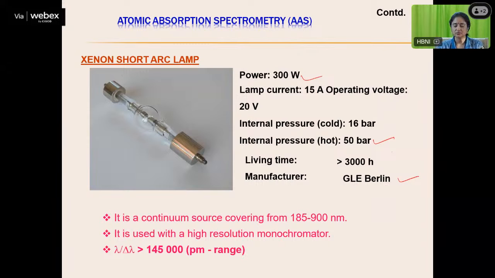So it is a continuum source covering from 185 to 900 nanometer. It is used normally with a high resolution monochromator so that it can separate a 0.001 nanometer line out of this, so that atomic absorption can happen. The high resolution monochromator has a resolution in the picometer range. Okay.